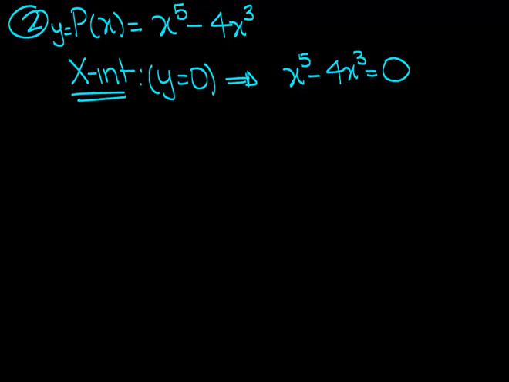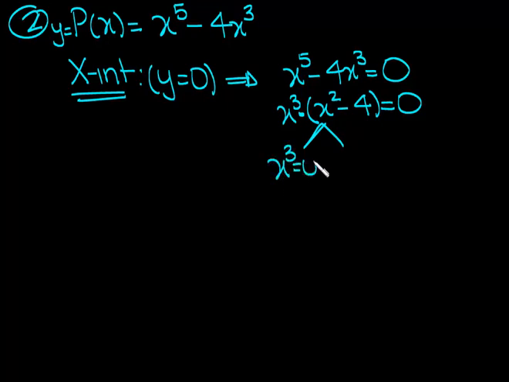Anytime you have degree 3 or higher, we have to factor. This is degree 5, so let's do that. We take out an x cubed. We get x squared minus 4 is equal to 0. This product is 0, so one of them has to be 0. So we get x cubed is equal to 0, or x squared minus 4 is equal to 0.